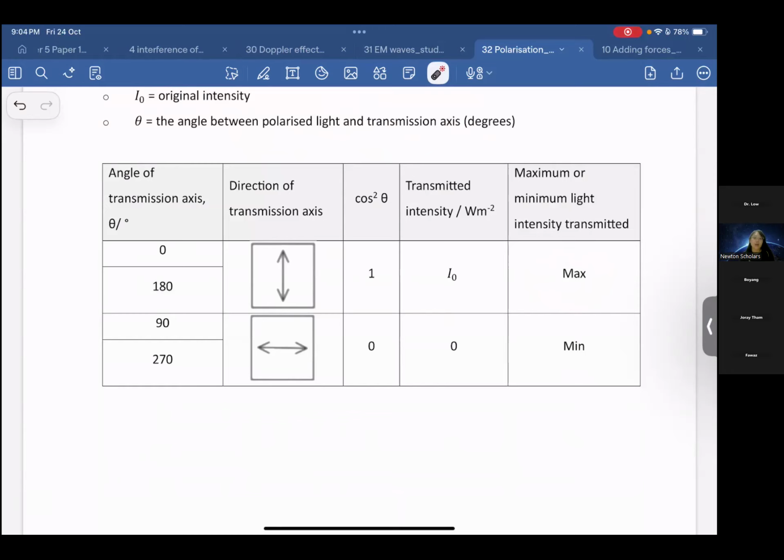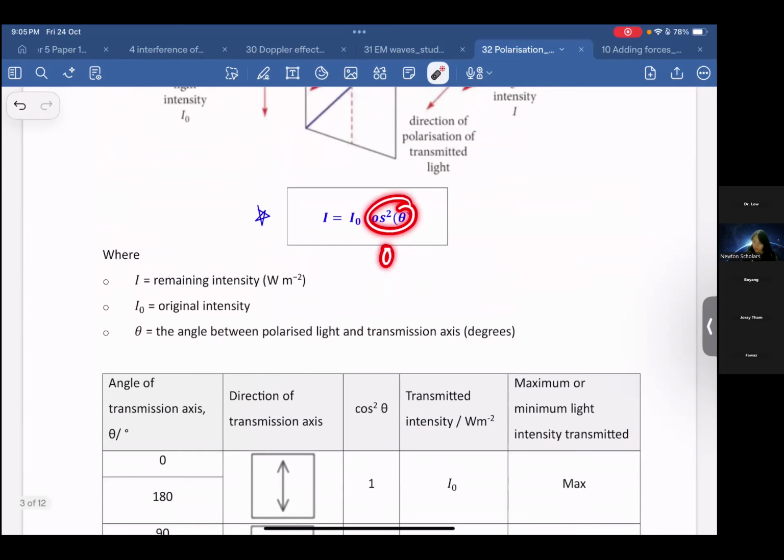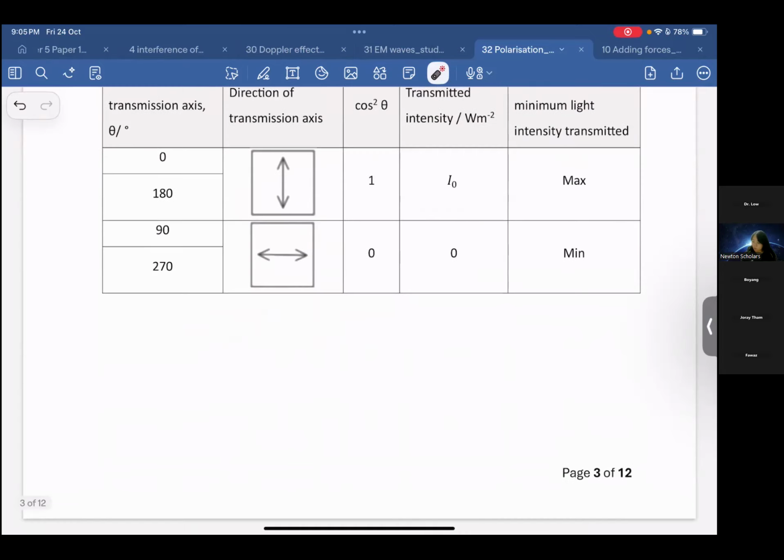Recall the video just now. Before we rotate, it is at 0 degrees. Then we start to rotate until 90 degrees, and all the laser light is blocked. That is 90 degrees, because at 90 degrees your cos squared theta becomes 0. So 0 times I0 is of course 0, and it blocks all the light. At that moment, that is the minimum transmitted light intensity. That's why my laser pointer went from bright to dim until there was no more laser light showing on the screen.